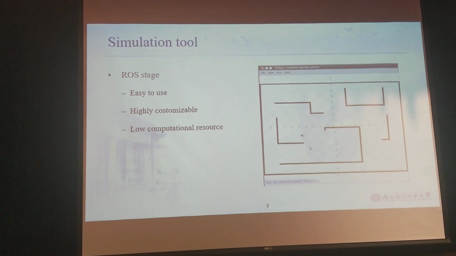In this part, I use the Stage simulator to simulate the effect of TEB on AGV. Stage is a popular simulation tool used in robotics research and development. Compared to other simulation tools, Stage offers several benefits that make it a better choice in certain situations. It is easy to use, highly customizable, and uses low computational resources.